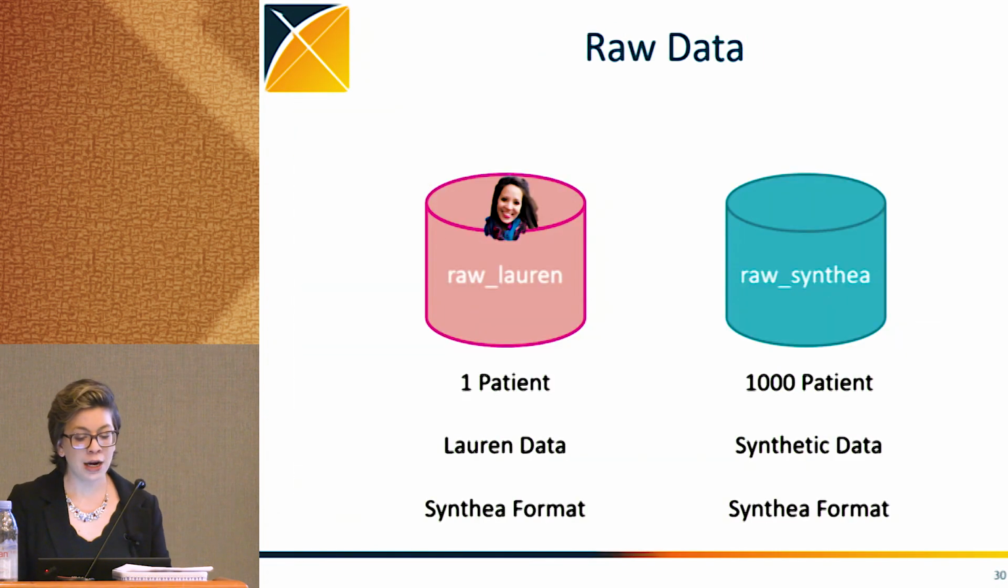On our VMs, we have a data set just for Lauren. So we have a database with just one person's records in it, but looking at one patient's records is not going to be great for all our examples today. We also have a data set that has a 1,000 person sample in it. One is called raw Lauren and the other is called raw Synthea, but they all follow that Synthea format.